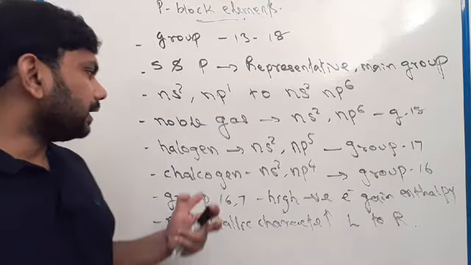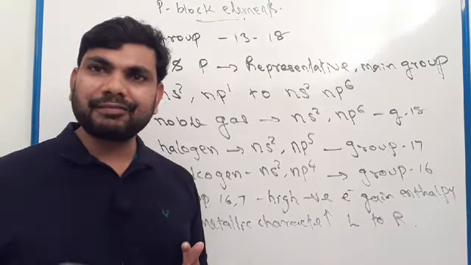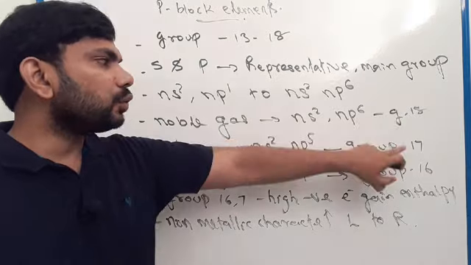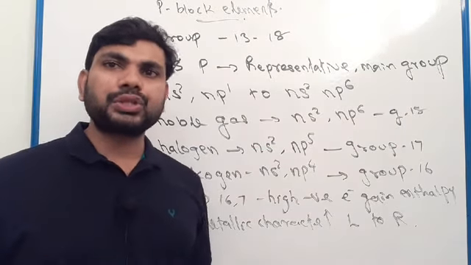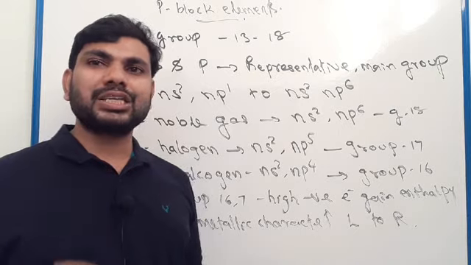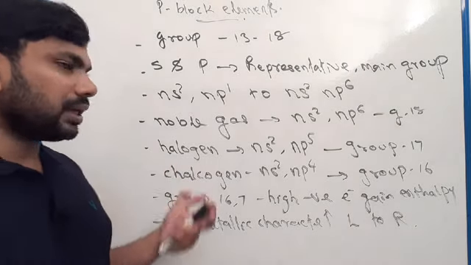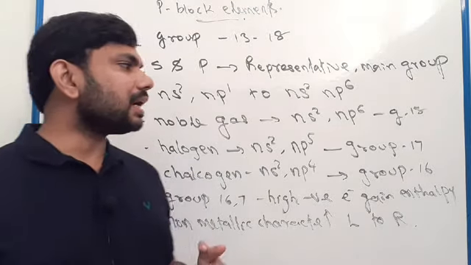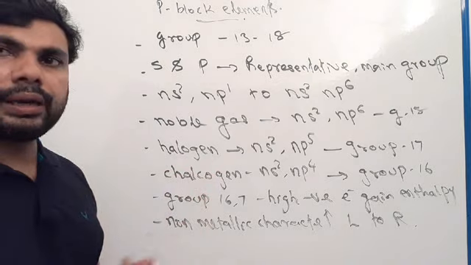Clear? And here another one, halogens. In P block elements, group 17 elements are called halogens. They have outer shell electron configuration ns2 np5. Fluorine, chlorine, bromine, iodine, astatine are the elements in group 17, halogens, ns2 np5.